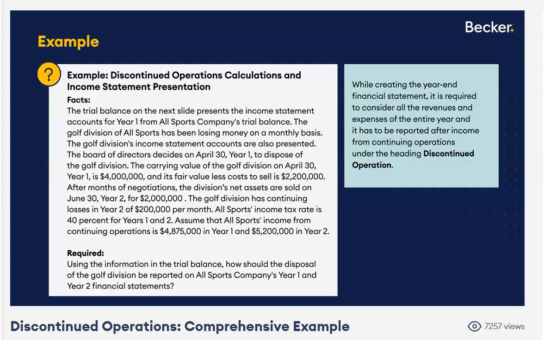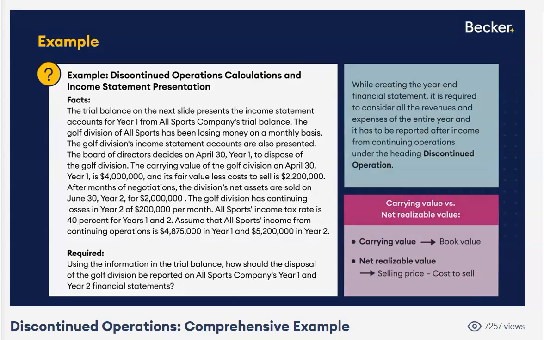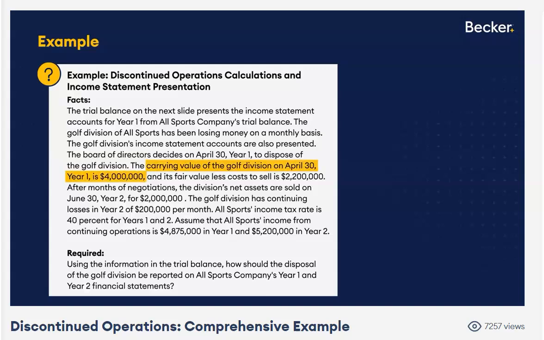Now, once they adopt the plan, what's the next thing you're thinking? Well, what's the difference between the carrying value versus the net realizable value? The carrying value, also known as the book value, versus the selling price minus the cost to sell. Well, let's see. The carrying value of that division on April 1st is $4 million. Yet they tell me the fair value less the cost to sell, so they did you a favor, they calculated the net realizable value for you, is $2.2 million.